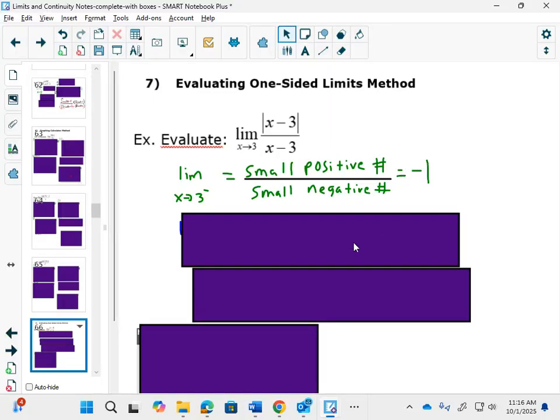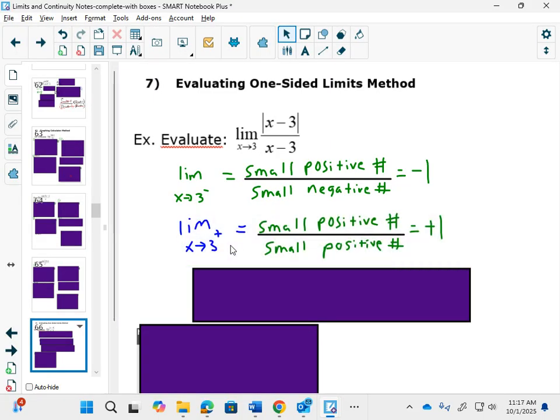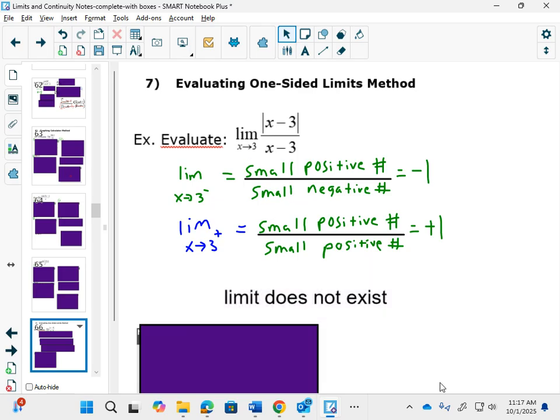If I look at it from the positive side, they'll both be positive numbers, because the absolute value is always positive. But now as I'm going from the right side, that's what this 3 plus means. I'll have the same small positive number on the bottom, which will equal +1. So when we go to this limit, we could say the limit does not exist.